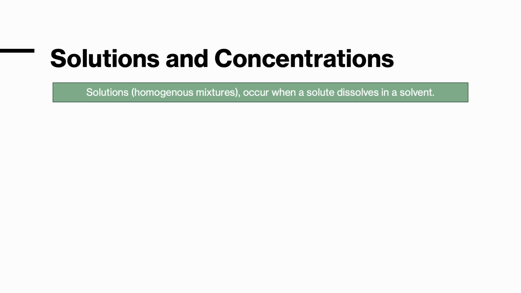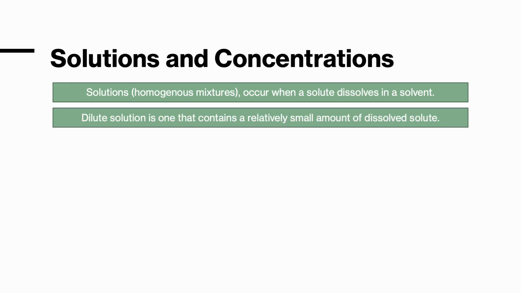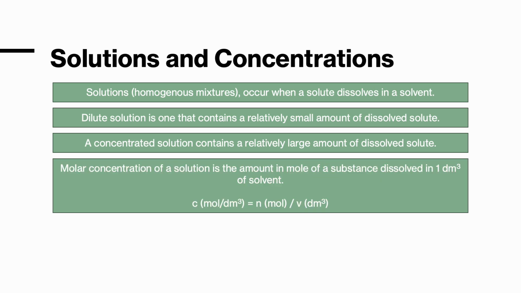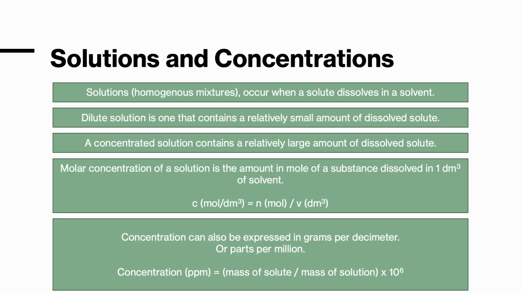So, solutions and concentrations. Solutions, which are homogeneous mixtures, occur when a solute dissolves in a solvent. A dilute solution is one that contains a relatively small amount of dissolved solute, and a concentrated solution contains a relatively large amount of dissolved solute. The molar concentration of a solution is the amount in moles of a substance dissolved in 1 decimeter cubed of solvent. So we get concentration equals moles divided by volume, and this volume is given in decimeters cubed, and the unit is moles per decimeter cubed.